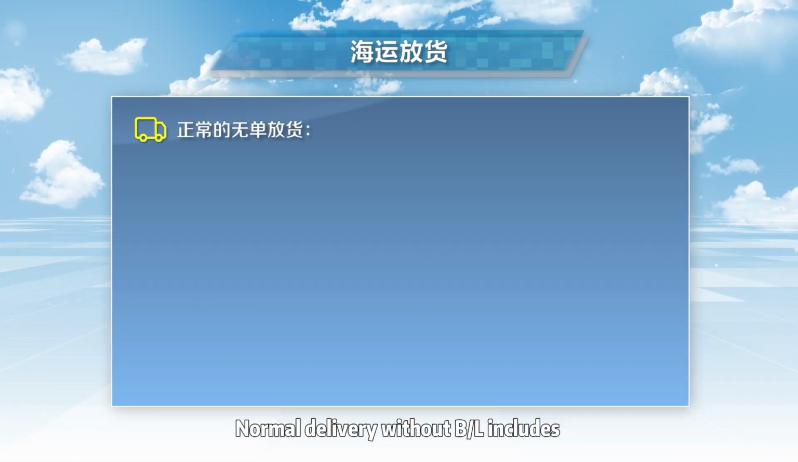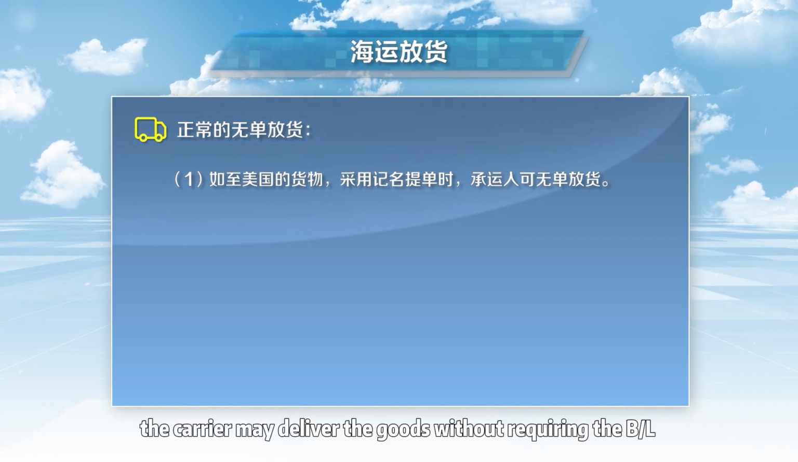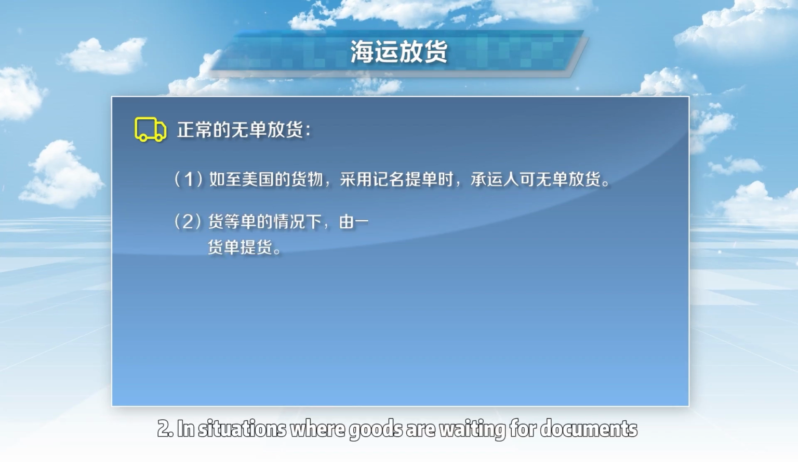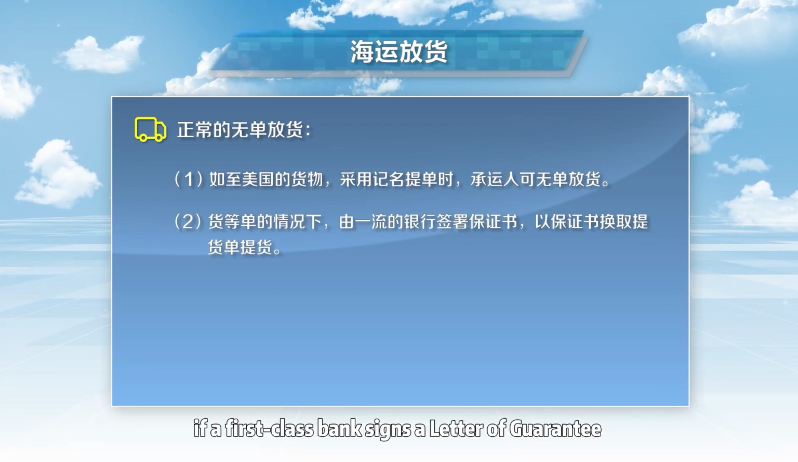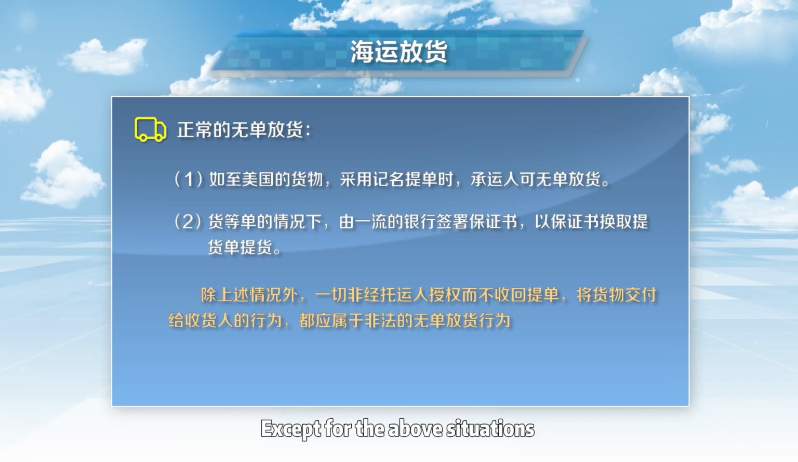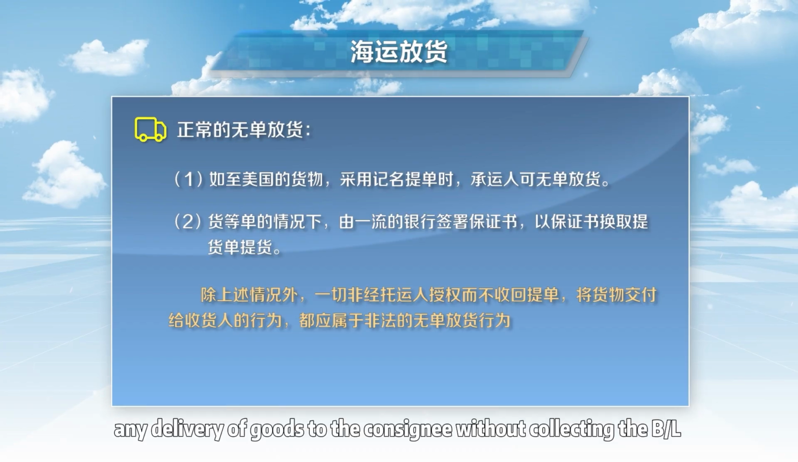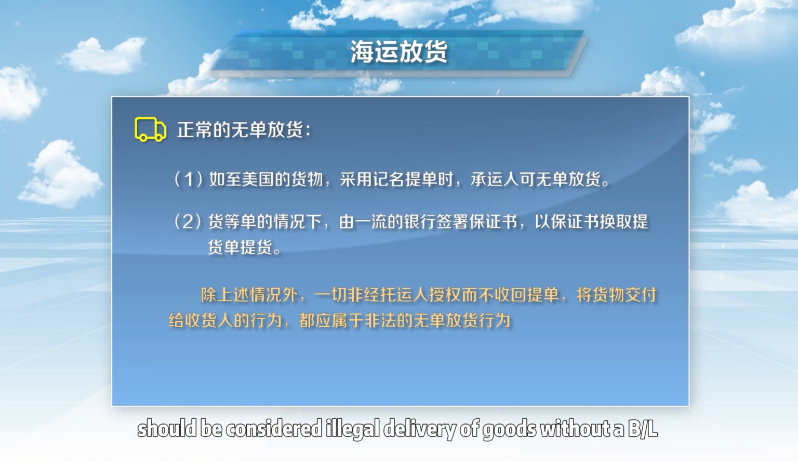Delivery without BL includes: 1. When a straight BL is used for goods destined for the USA, the carrier may deliver the goods without requiring the BL. 2. In situations where goods are waiting for documents, if a first-class bank signs a letter of guarantee, the consignee can exchange the LG for a delivery order to take delivery. Except for the above situations, any delivery of goods to the consignee without collecting the BL and without the shipper's authorization should be considered illegal delivery of goods without BL.